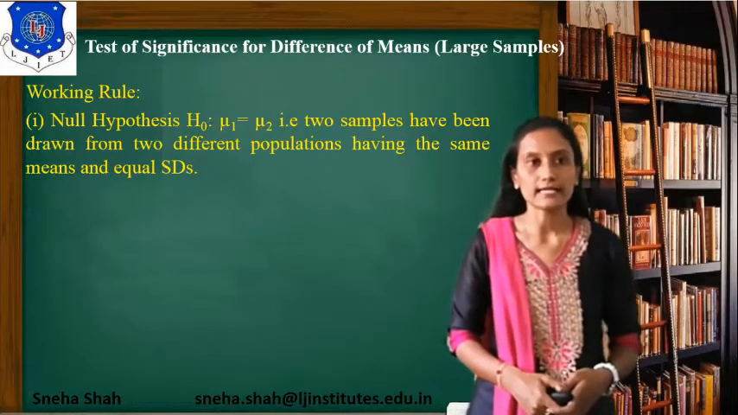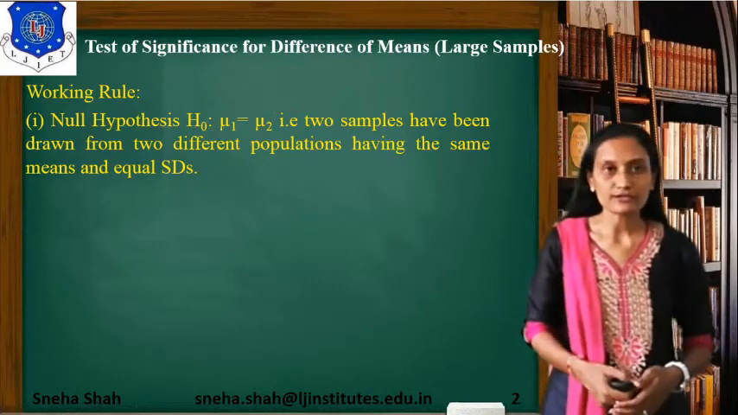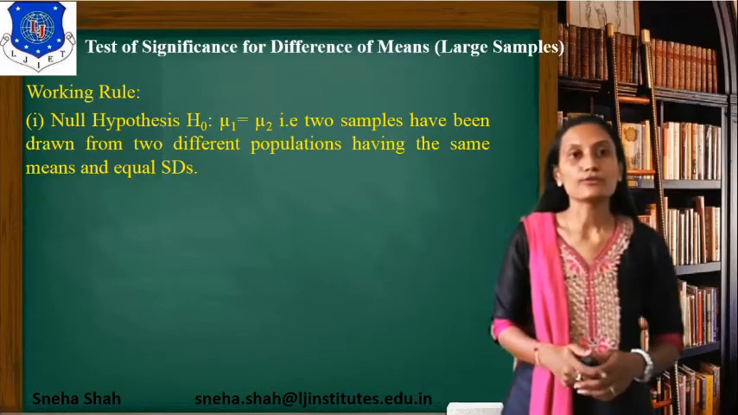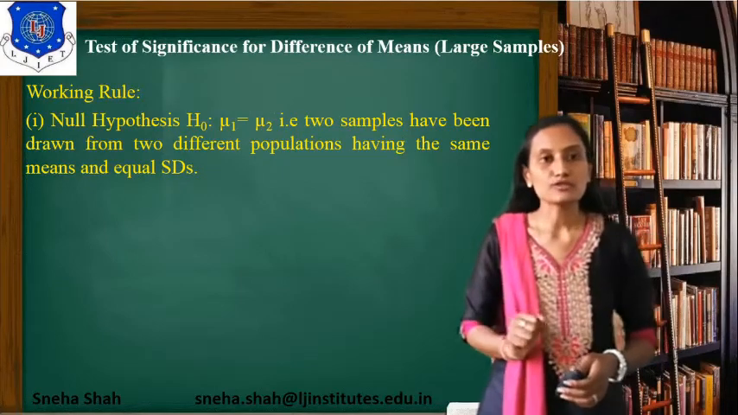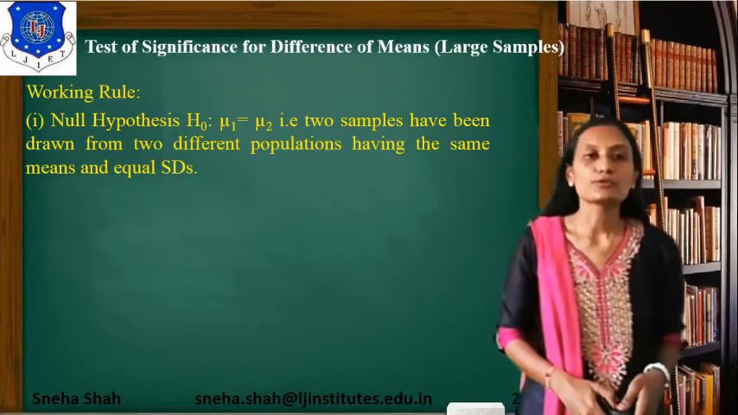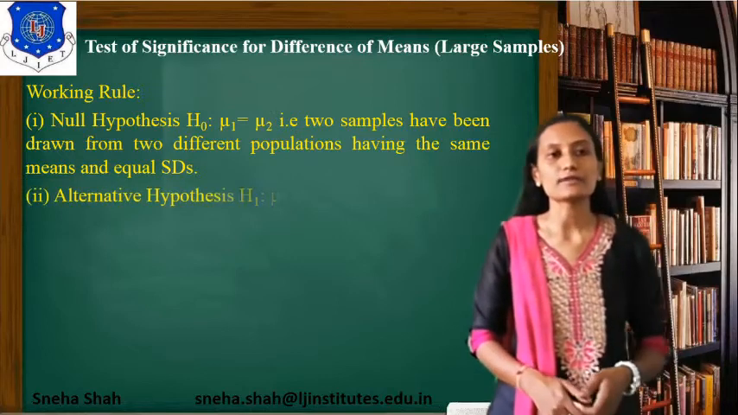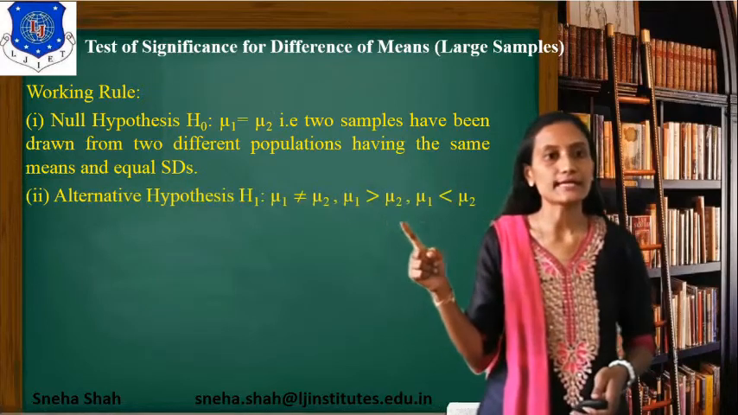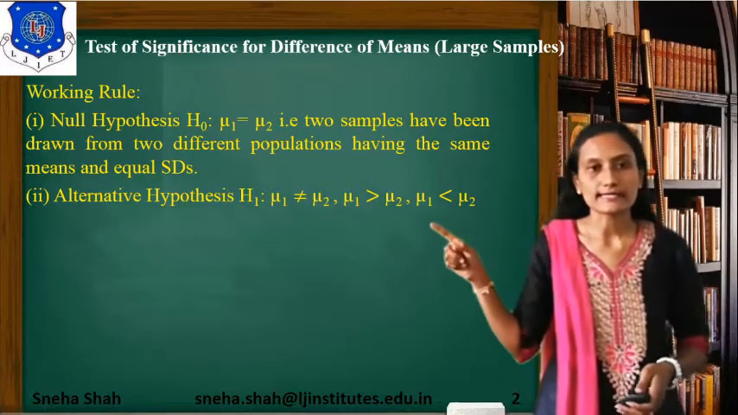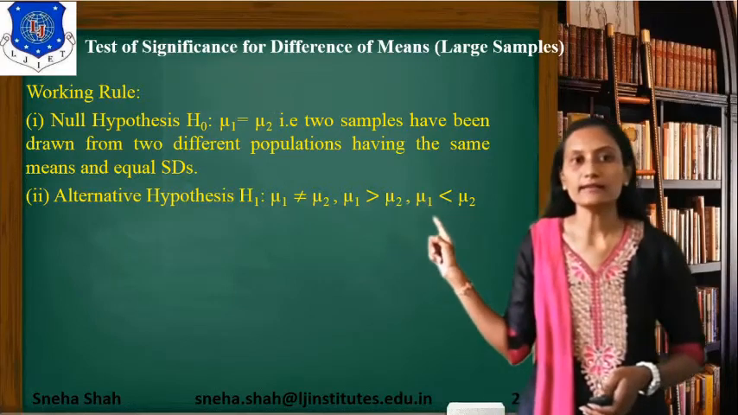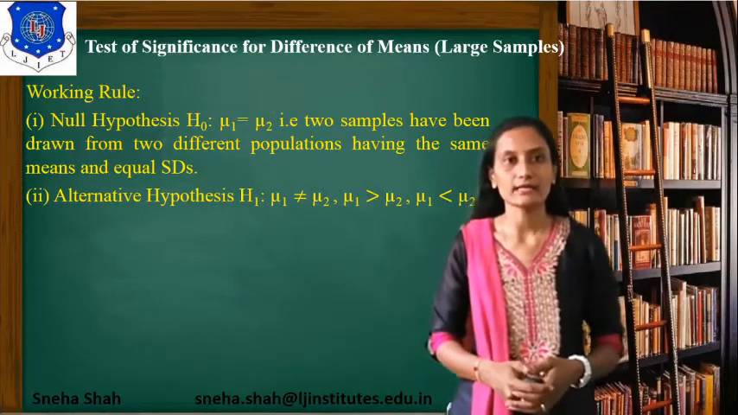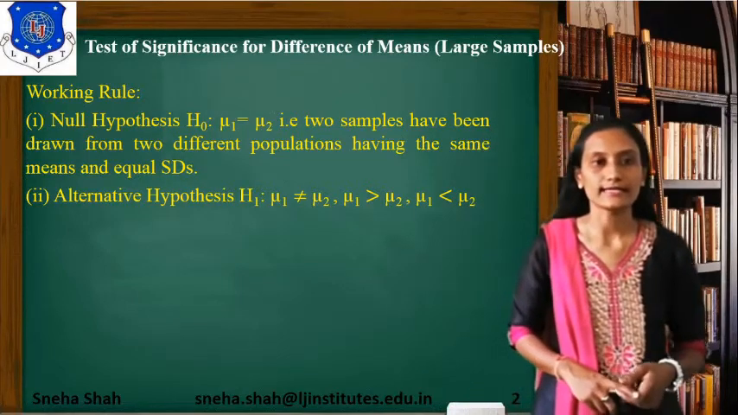Now the alternative hypothesis. As you know, the alternative hypothesis is the complement of the null hypothesis. So what will be the complement of this? If we assume that mu1 equals mu2, its complement means they will not be the same, right? So the alternative hypothesis is denoted by H1, and in this we take mu1 does not equal mu2. We can also say that mu1 is greater than mu2 or mu1 is less than mu2. By using these different assumptions, we can define the null hypothesis and alternative hypothesis.